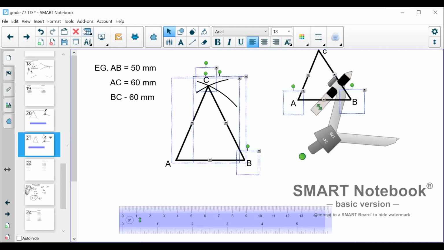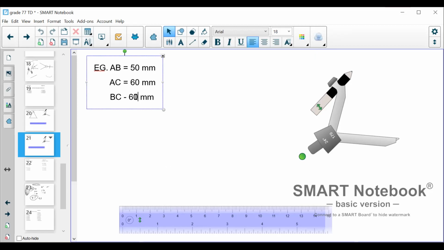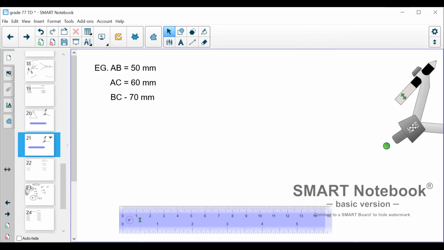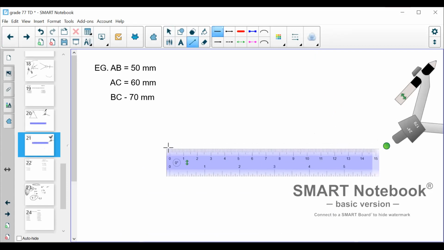Now, what happens if all the sides are unequal? All right, if all the sides are unequal, let's say I'll just change the last one. Let's say BC now is 70. All right, BC is 70. So again, the steps are the same. All right, you draw the base, which is 50.